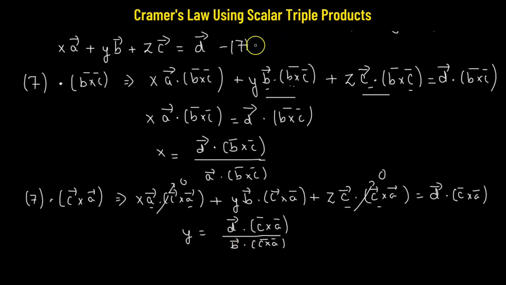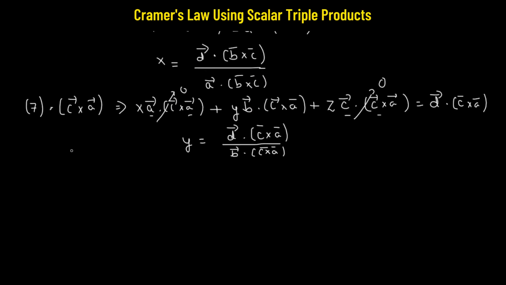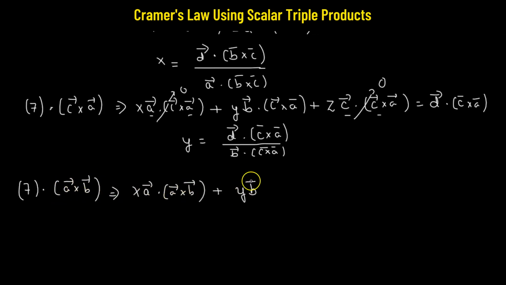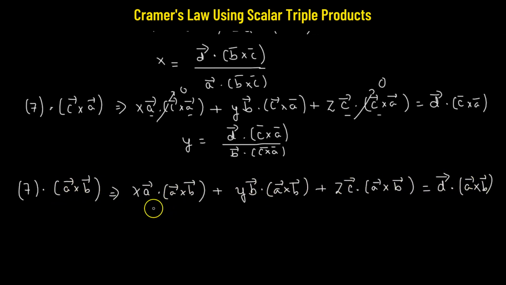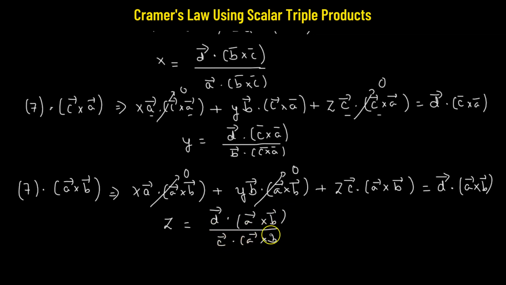Then finally what we'll do, we'll consider equation number 7 and take the dot product of each term with a cross b. So the first term goes to 0 and the second term goes to 0. Now coming to the value of z, z will be equal to d vector dotted with a cross b, whole divided by c vector dotted with a cross b.